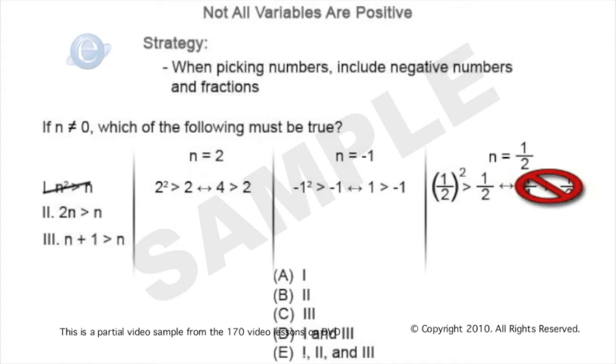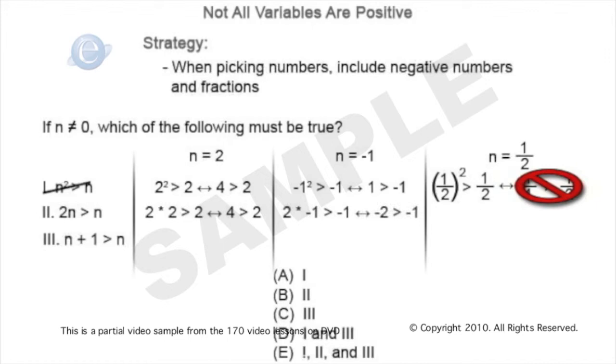Roman numeral 2, 2n is greater than n. If n is a positive number, again, if n is equal to 2, 2n is greater than n, 4 is greater than 2, that's true. Now let's pick a negative number, negative 1. 2 times negative 1 is greater than negative 1. Negative 2 is not greater than negative 1, so statement 2 is also false when we pick negative numbers.